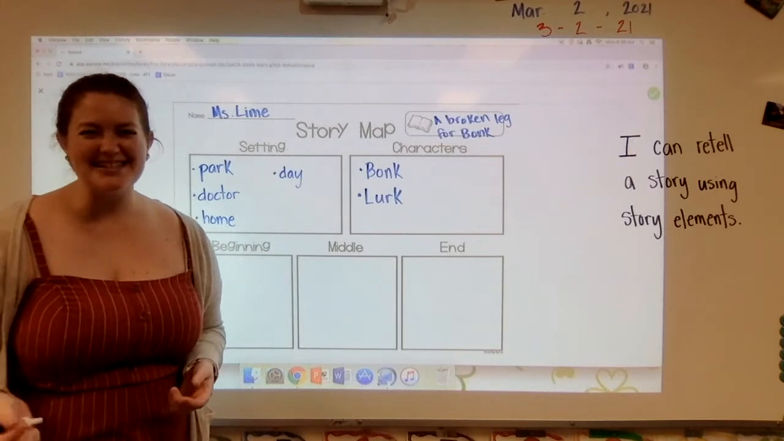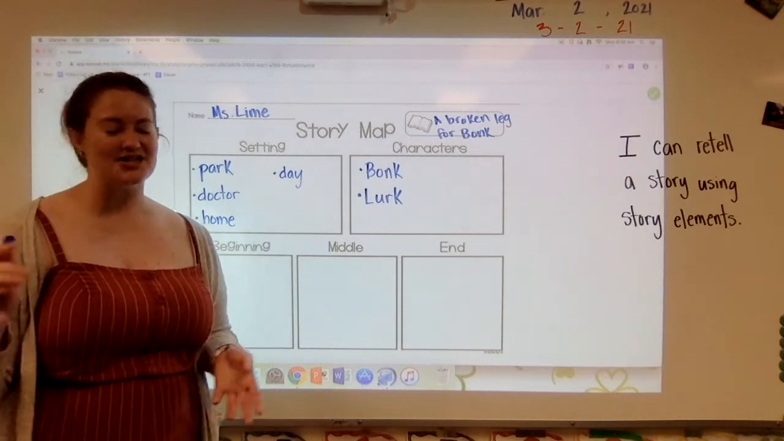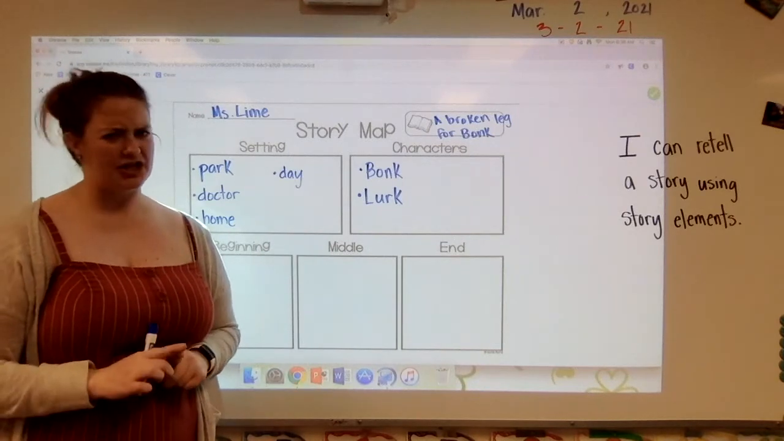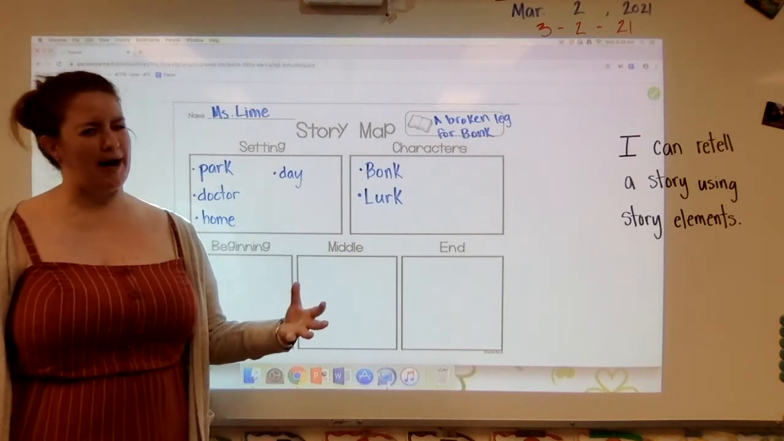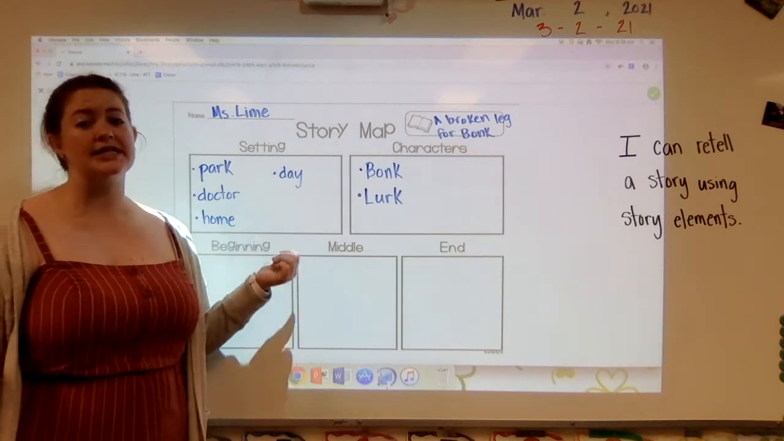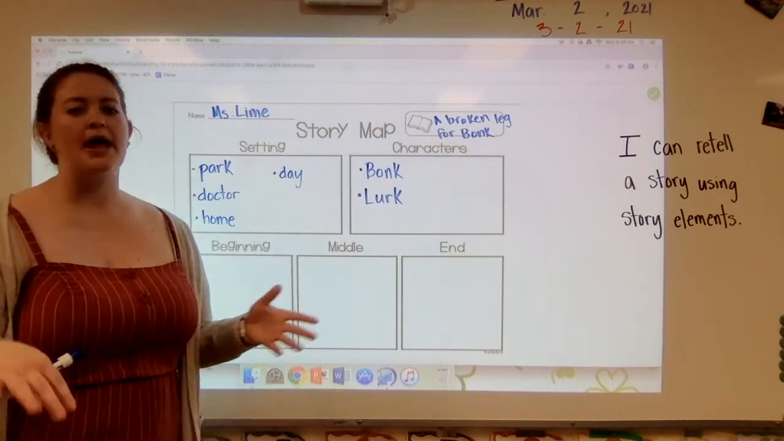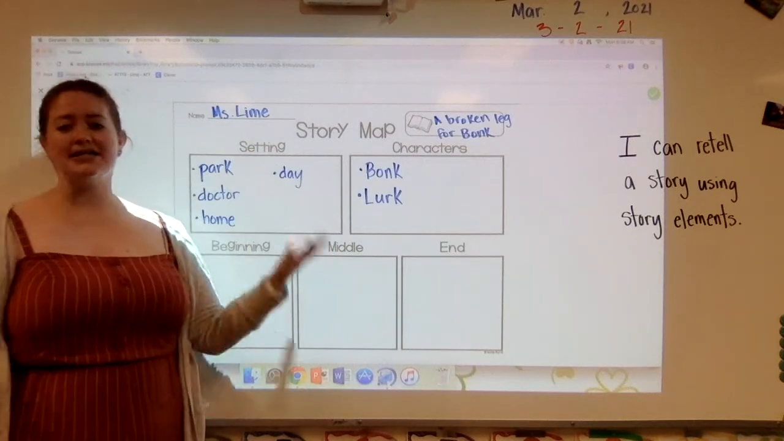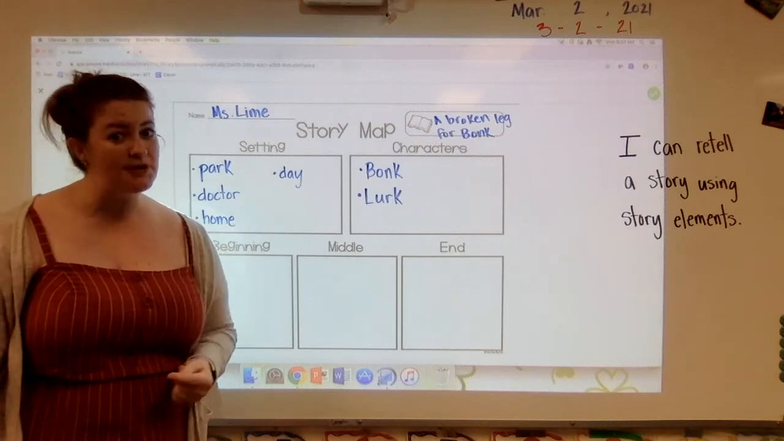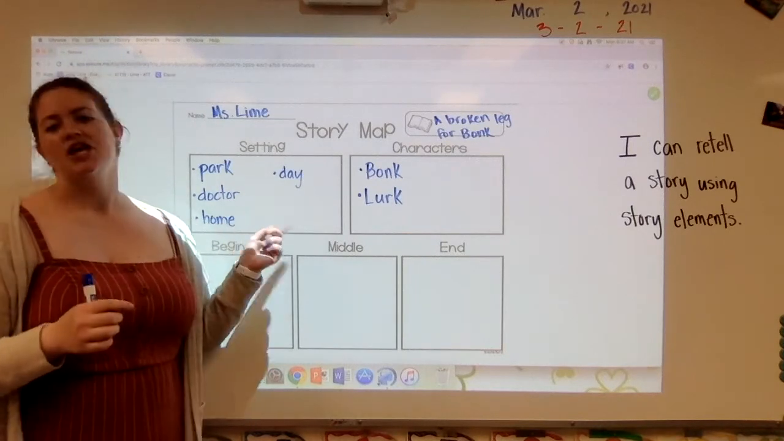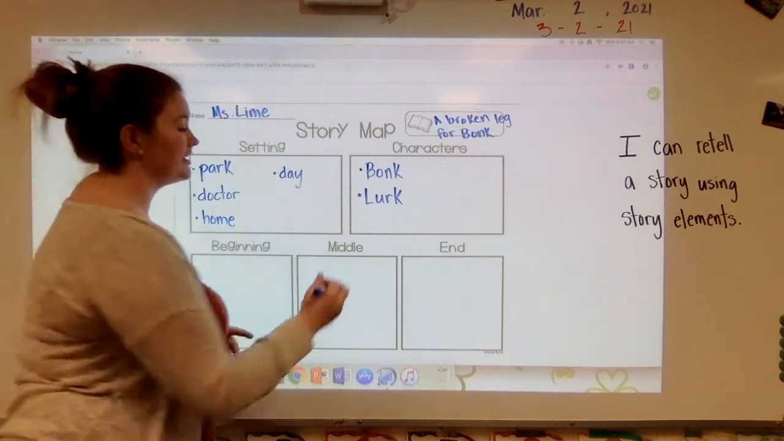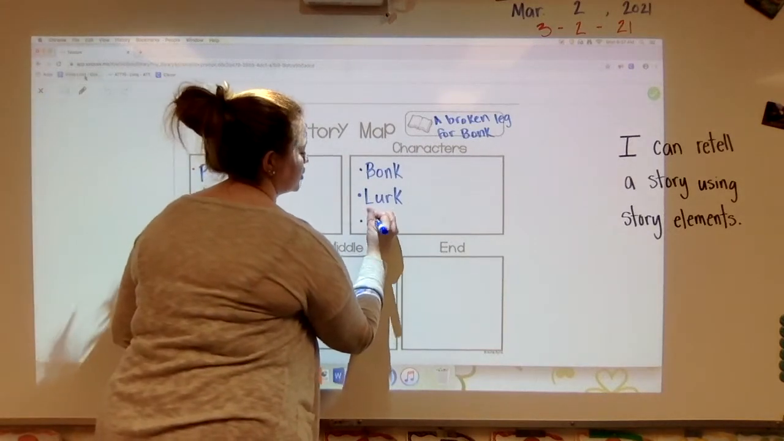Yeah, I had the doctor too. I heard somebody say, what about the doctor? Yeah, he was a character. He wasn't a main character though, right? Was the story really all about him? No, I can go ahead and put him on my character list because he was in the story. But when I'm telling somebody about this book, like I'll tell Miss Lestico about this book later and she's never read it, she doesn't need to remember all about the doctor because it's all about Bonk and Lurk. But I'll go ahead and write the doctor.